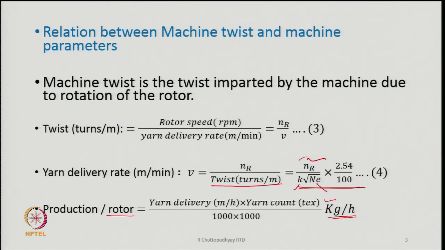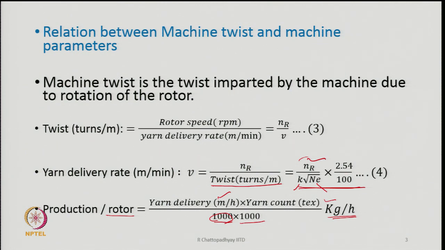If we want to calculate in terms of kg, then you have to divide this by 1000 into 1000, because yarn count tex, if we go by the definition of tex, is gram per 1000 meter. Therefore, yarn delivery per hour has to be converted into how many 1000 meters it is. So we divide it by 1000. The first 1000 gives the yarn in terms of kilometers, because total yarn delivered divided by 1000 gives how much yarn is delivered in kilometers.